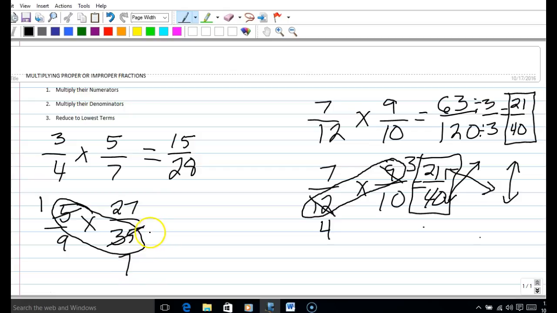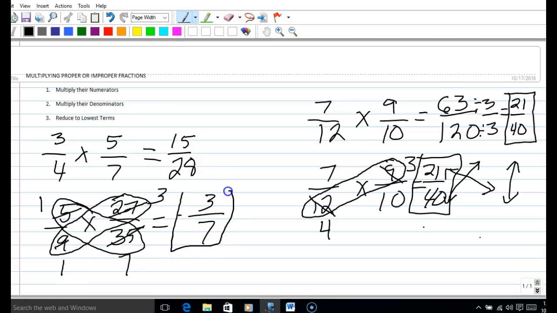Now, if I don't do anything else to this problem, I have certainly made the arithmetic easier. However, here I can cancel again, because 9 and 27 both contain a common factor of 9. So I can divide both of these numbers, 9 and 27, by 9. So 27 divided by 9 is 3, and 9 divided by 9 is 1. Now multiply the numerators. 1 times 3 is 3, and 1 times 7 is 7. Can't get any easier than that.